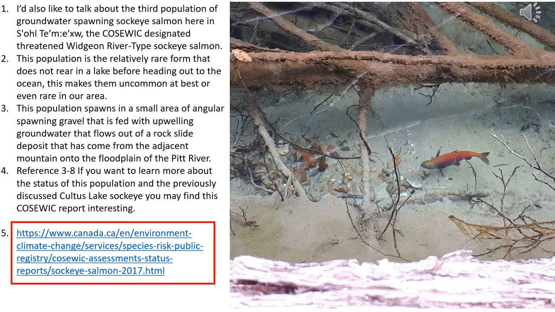So I'd like to talk about another example of sockeye salmon that spawn in groundwater here in the lower mainland. And it's the Wigeon River type sockeye salmon, and COSEWIC has designated them as threatened. So this population spawns, but their juveniles, when they emerge, do not rear in a lake. They come out of the spawning beds, move down to the nearby Pitt River, which has a lot of marshes and sloughs along the lower Pitt River.